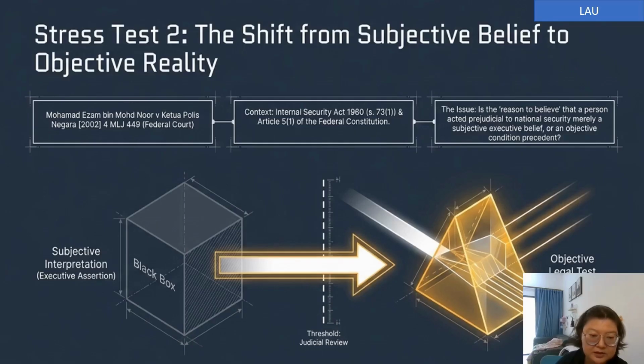The court says that because this case involves a fundamental right, liberty, the reason to believe cannot just be a private subjective belief. It must be an objective legal test. The police must show real objective evidence to the court. If they cannot show the evidence, then the arrest and detention were unlawful from the very start. So this case shows a shift from blindly trusting subjective belief to demanding an objective, probable reality.